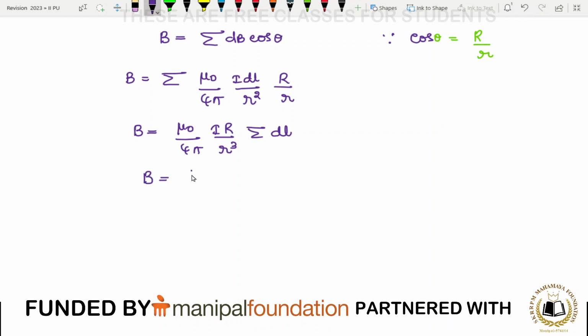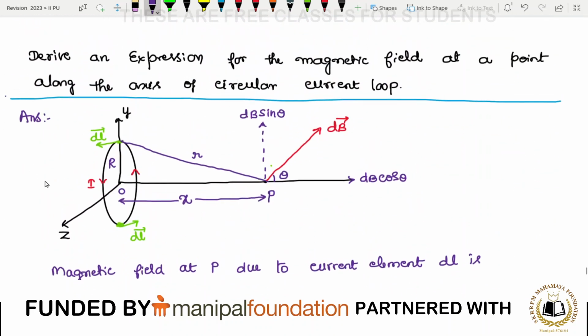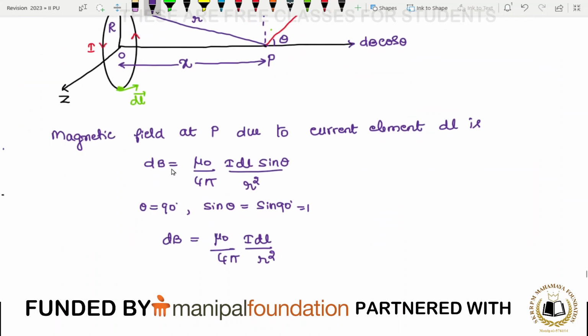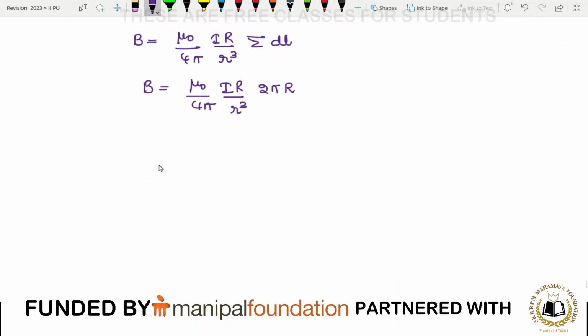Okay, so B is equal to what will happen now? Mu naught by 4 pi I into R divided by r cube. So sigma dl becomes how much here? The complete length of the loop. So the complete length of this loop becomes how much? Circumference, which is equal to 2 pi R. So if I rearrange and write, that becomes mu naught by 4 pi, 2 pi I into R square divided by r cube. Now what is this r?